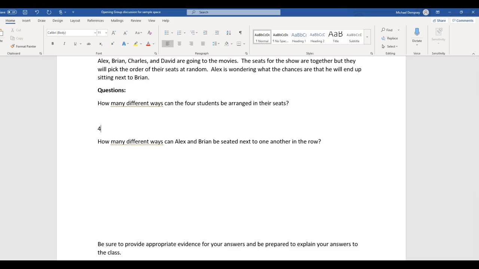We say, well, there's 4 people that can sit in the first seat, times 3 that can sit in the second once the first seat is taken, times 2 that are left, and then times another 1. 4 times 3 times 2 times 1. This is also known as 4 with the exclamation point, and this is called a factorial.